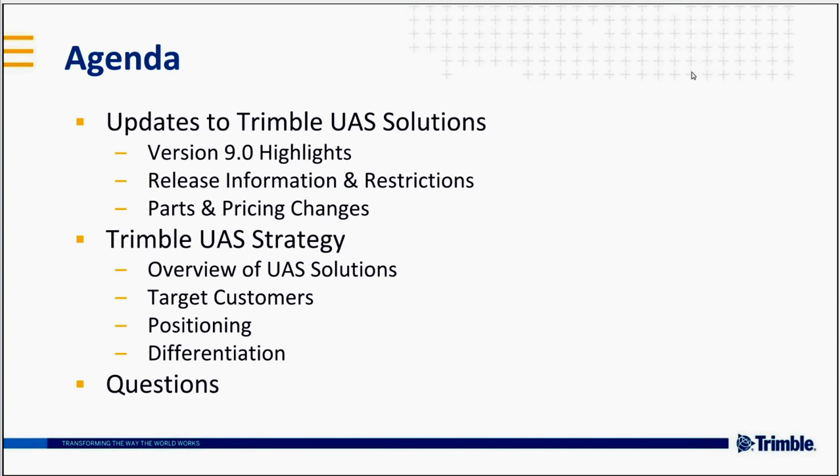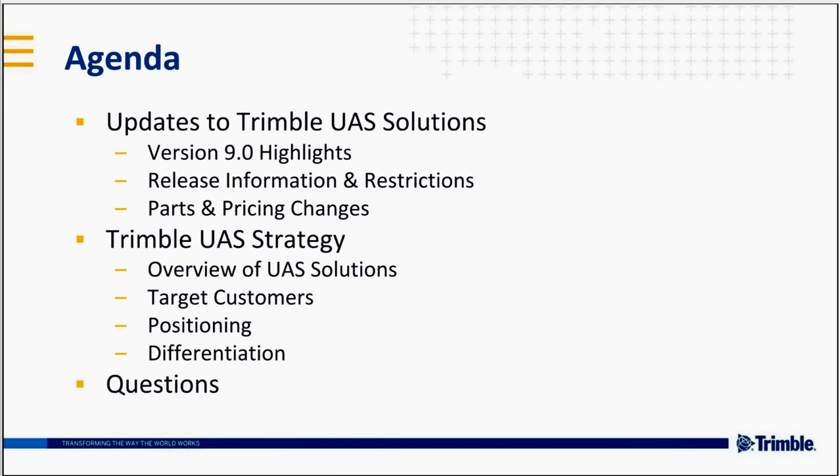So just a brief agenda. We will start with the updates to the office software portfolio, talking about UAS Master version 9 and the respective changes to the TBC aerial photogrammetry, covering some of the release information, and going to the parts and pricing changes that come with this release.